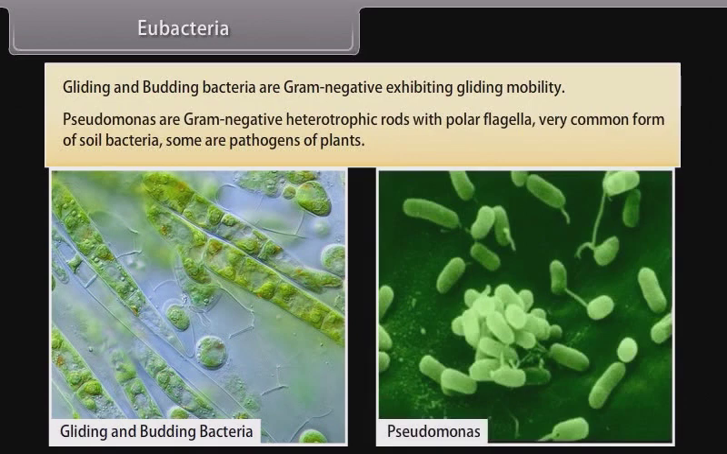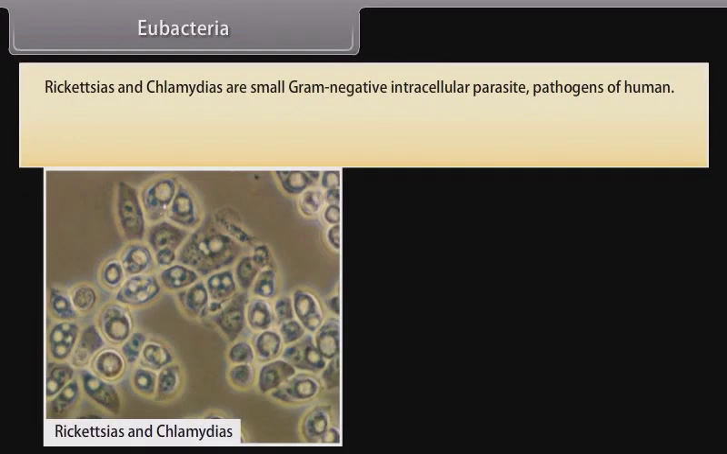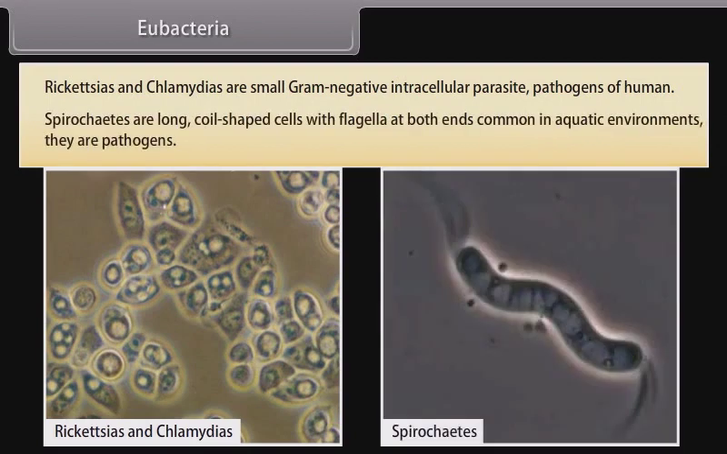Pseudomonas are gram-negative heterotrophic rods with polar flagella, a very common form of soil bacteria. Some are pathogens of plants. Rickettsias and chlamydias are small gram-negative intracellular parasites, pathogens of humans. Spirochetes are long, coiled-shaped cells with flagella at both ends, common in aquatic environments. They are pathogens.